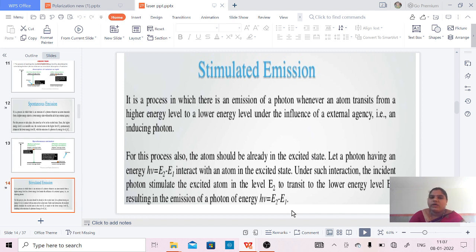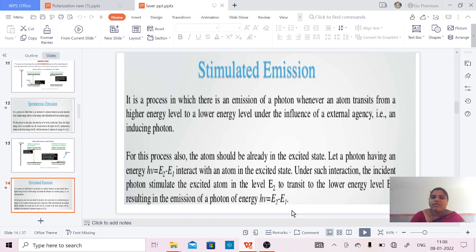So it is also emission. It is also a process in which there is an emission of photon whenever an atom transits from a higher energy level to a lower energy level under the influence of an external agency, that is an inducing photon. That means for this we are inserting, that means we are giving the energy for this stimulated emission. For this process also the atom should already be in the excited state.